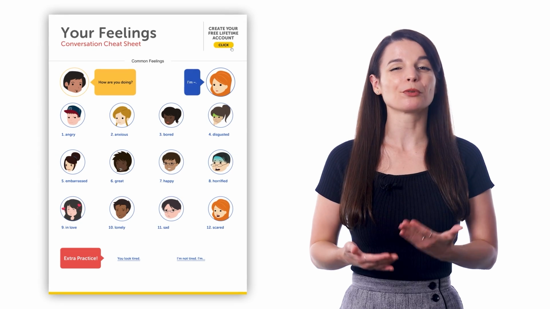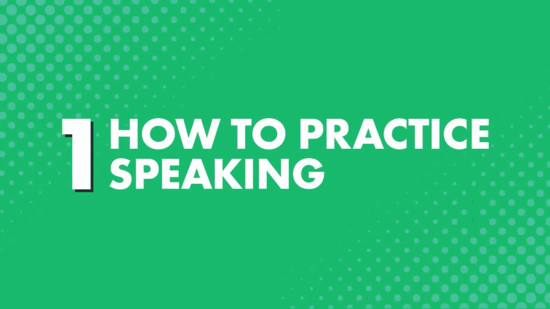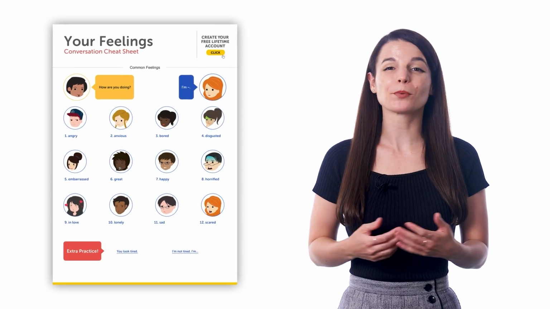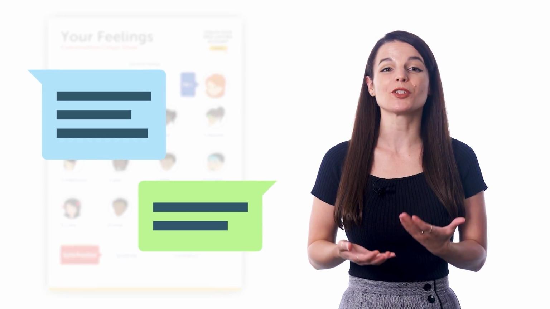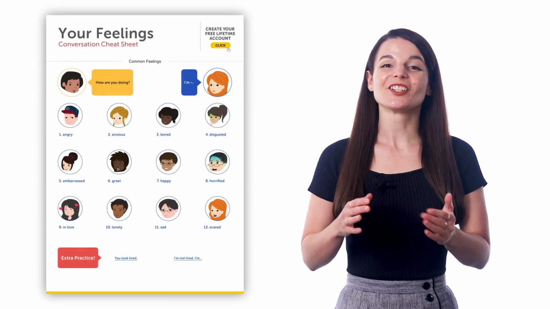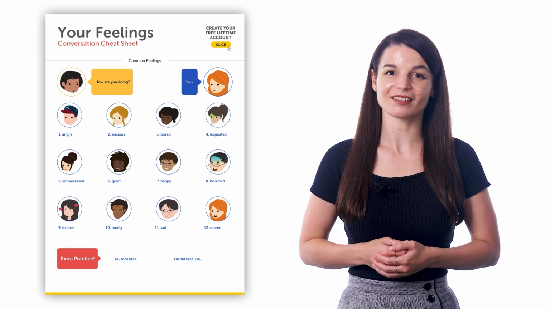But how can you improve your language with the cheat sheet? Let's take a look. 1. How to practice speaking. Every cheat sheet comes with a quick, practical dialogue that you can use when you chat with native speakers. But you can also practice speaking ahead of time. Just read the dialogues out loud a few times a day, and you'll get used to saying these lines. Reading out loud is one tried and tested tactic for improving your speaking skills. And when you get a chance to speak with a native speaker, you'll be able to say these lines naturally.